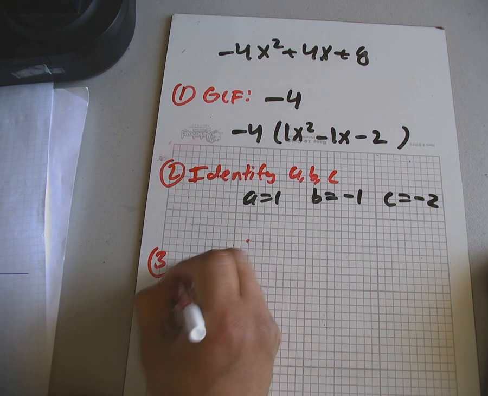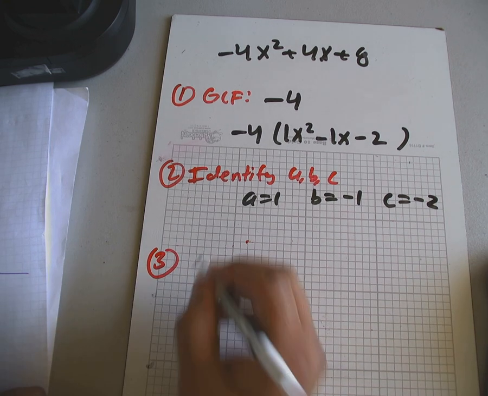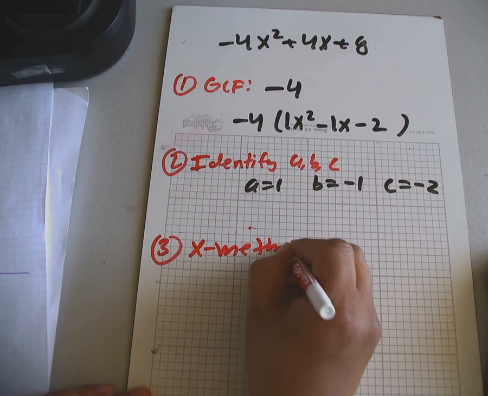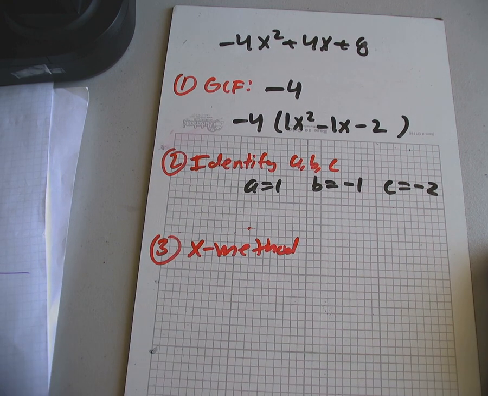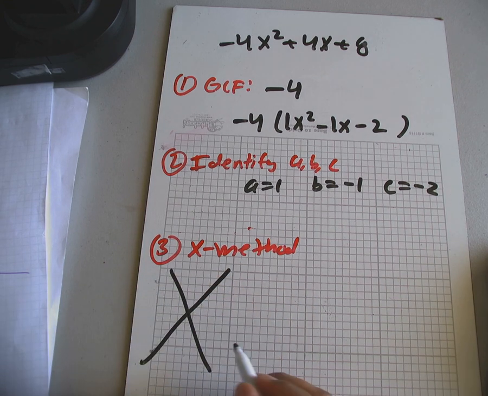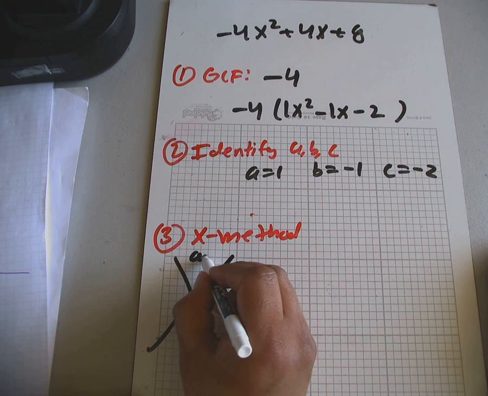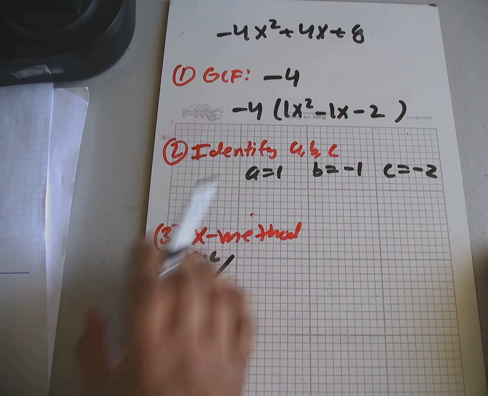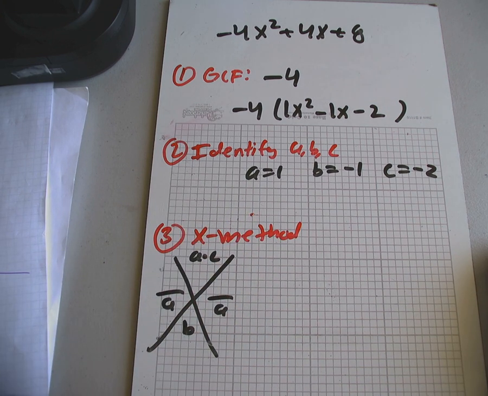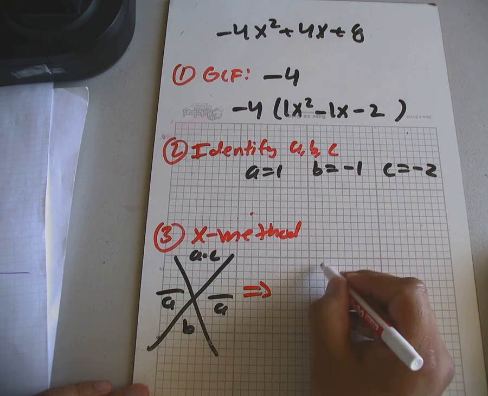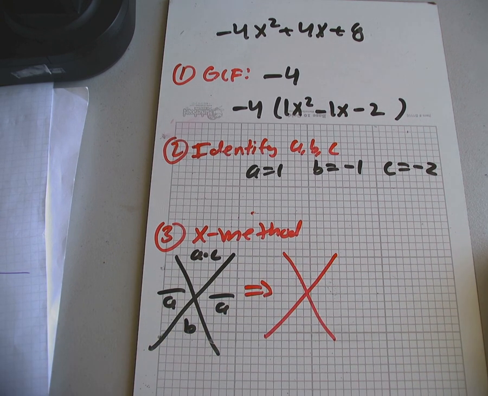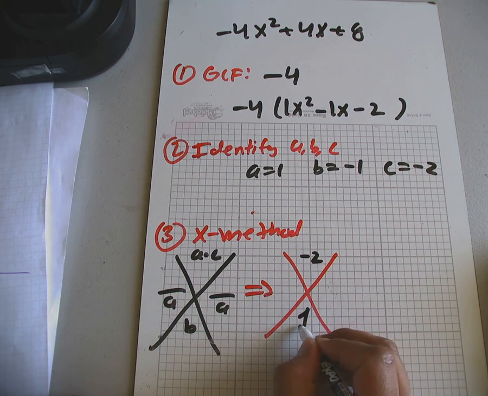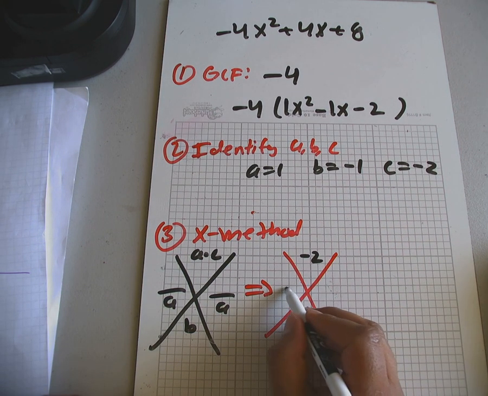My third step will be to do the X method. So I'm going to write X method, and I'm going to go ahead and write the X, like that. On the top we have A times C, and this is B over A. And again, you don't have to write this down, you just need to remember it. So I'm going to write down the numbers. A times C is -2, I multiply A times C, -2. The B is -1, and my A is 1 as well.